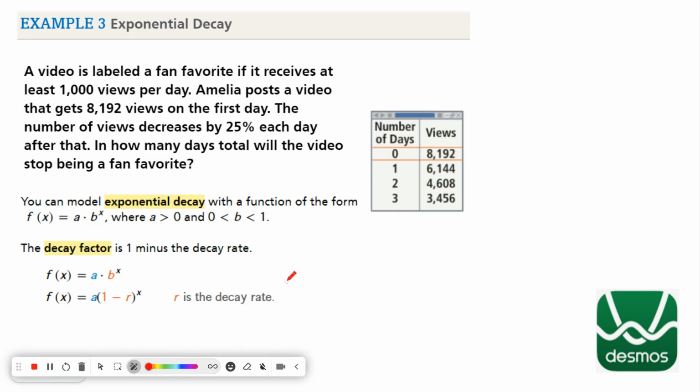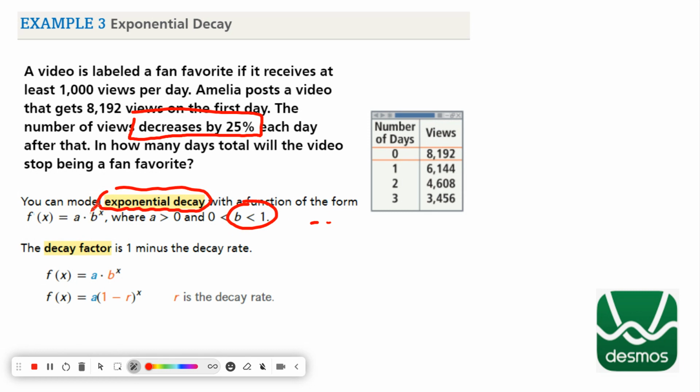So first off, I see in my words decreases by 25%. That means that this is exponential decay. Now look here, exponential decay. All that means is that your b value is less than 1. Okay? It's going to be typically a fraction, right? It's got to be positive, so it's above 0, but it's going to be less than 1.